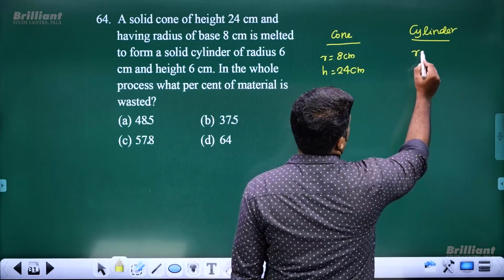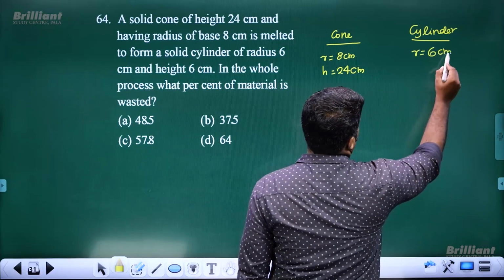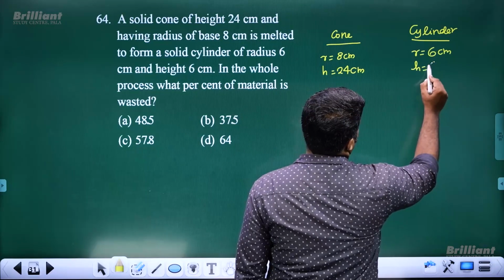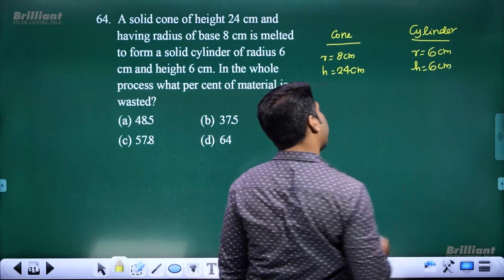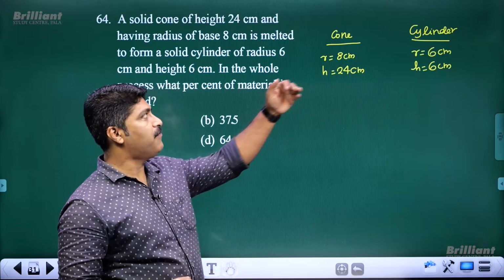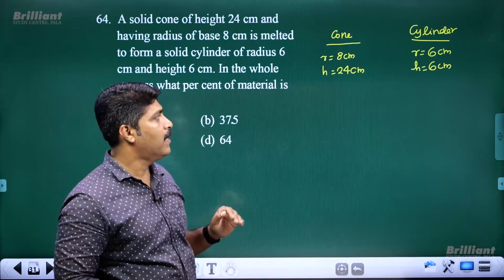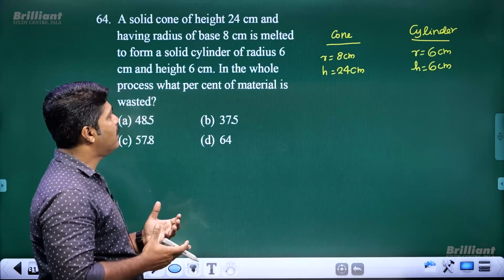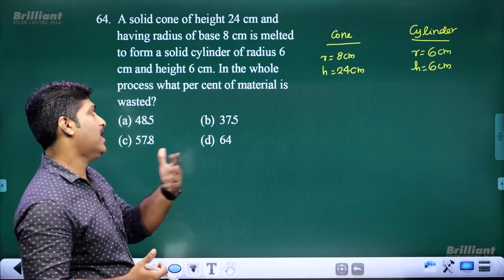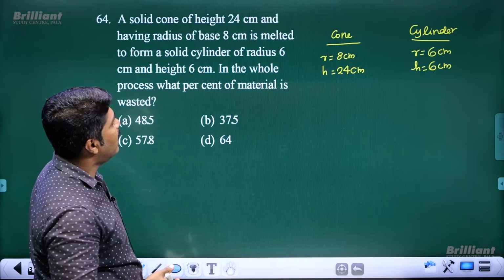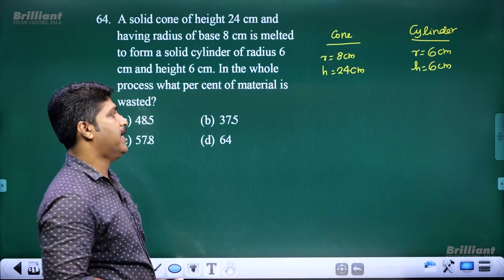Radius 6 centimeter, height also 6 centimeter. So from this cone, we are forming such kind of cylinder, a small cylinder, compared with the first one. Then we have to find out what is the percentage of wastage in material. So then you have to check what is the result here.